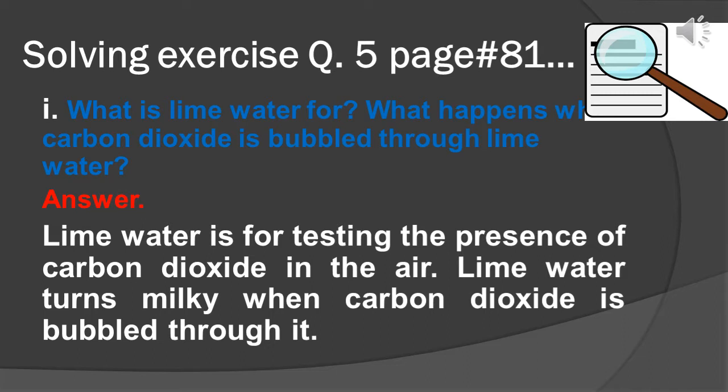Answer of the first question, in which there is asked about the use of lime water, is: lime water is used for testing the presence of carbon dioxide in the air. Answer of the second part of the question, in which there is asked about what happens when carbon dioxide is passed through lime water, is: lime water turns milky when carbon dioxide is bubbled through it.